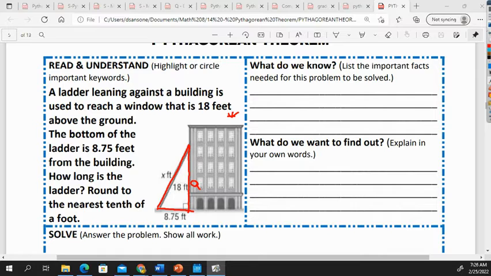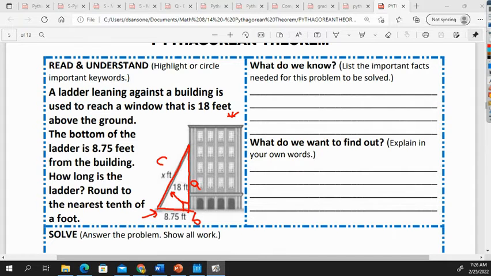It says the bottom of the ladder, so right down there, is 8.75 feet from the building. So the distance from the building to the end of the ladder is 8.75 feet. That's going to be another leg. That's B. They want to know how long the ladder is. This ladder is going to be our C, because if you see our 90-degree angle here, straight across from it will always be your hypotenuse, and that means the hypotenuse would be C. And they said at the very end, round to the nearest tenth of a foot.